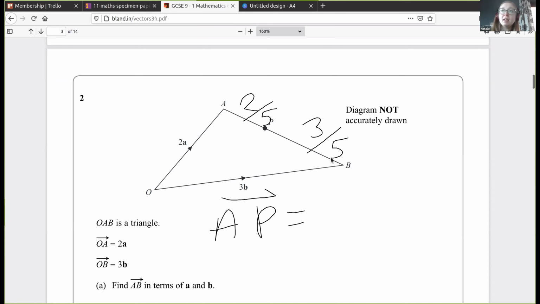Which means A to P is 2/5 of minus 2A plus 3B.